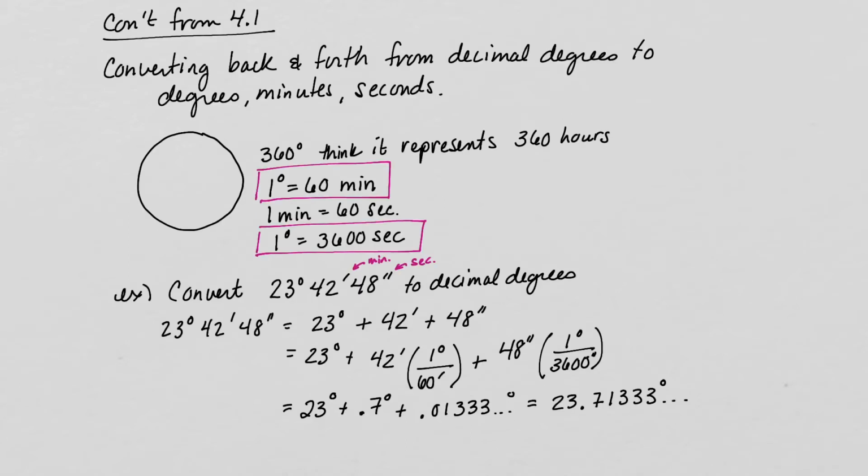Let me make sure you guys all see that. Going back the other way. So for example, convert 82.074 to degrees, minutes, seconds.